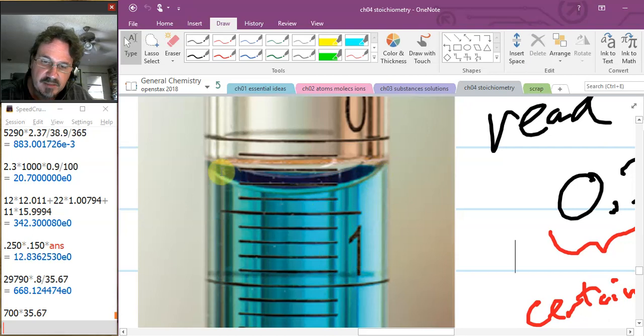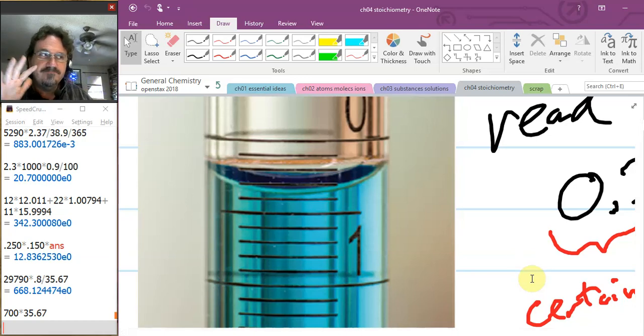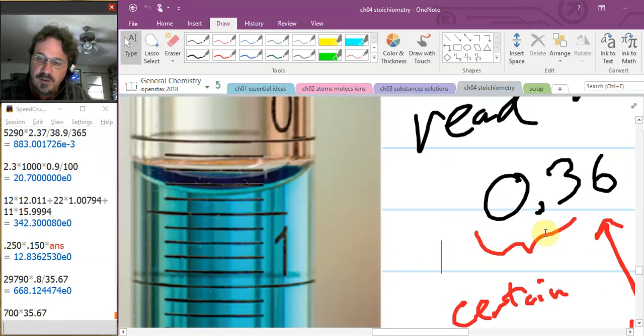My meniscus is coming up definitely somewhere between 0.3 and right here 0.4. So if I'm going to read this, remember, significant figures, you read what you know for sure, and then you add one more digit where you have to guess a little bit. You have to approximate. And so I know for sure it's at least 0.3. I know for sure it's not quite 0.4, right? So it's somewhere between that. And so if I'm writing this, I'm going to write for sure 0.3. And then I can add one more digit where I'm approximating it a little bit.